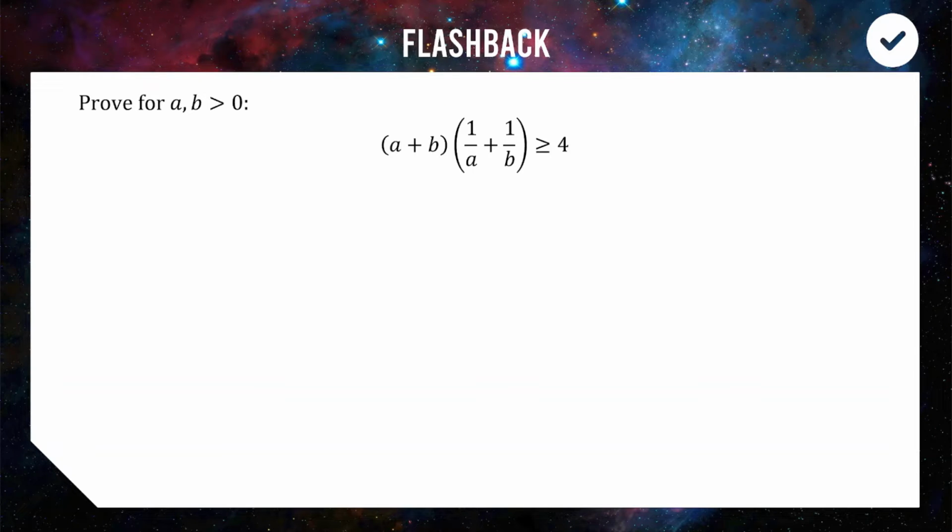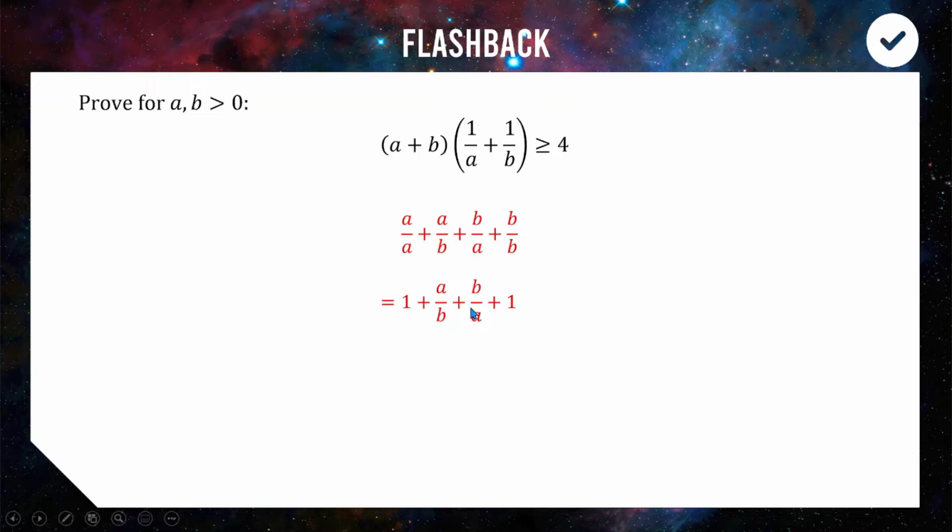Alright, first thing I'm going to do is just have a play around with the left-hand side and see if I can get it to look like something that I can work with. So if I expand out the two brackets, I have a over a plus a over b plus b over a plus b over b. Now a over a and b over b are of course equal to 1. So now looking at this, I see a over b plus b over a, and I recognize that as something that I can work with from questions I've done before on this channel.